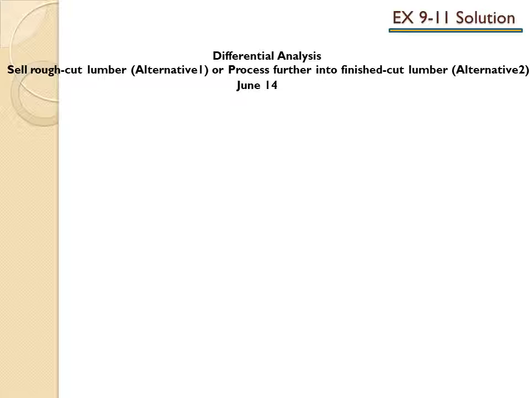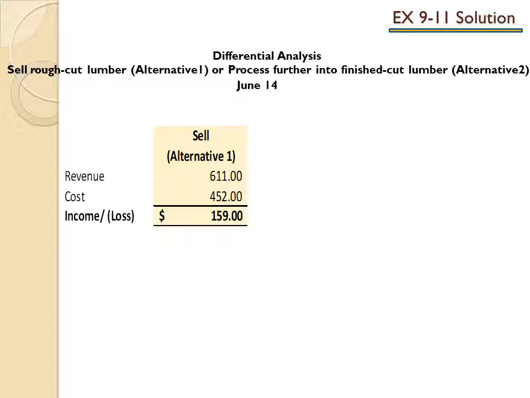We have two alternatives for this. Either to sell the rough cut lumber under alternative 1 or to process further into a finished cut lumber under alternative 2. This problem is very simple. We will just input the data. So for alternative 1, if we were to sell the rough cut lumber, we will have a revenue of $611 and then cost of $452 with a net income of $159.